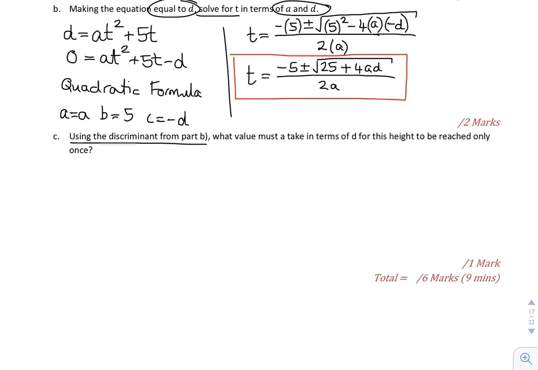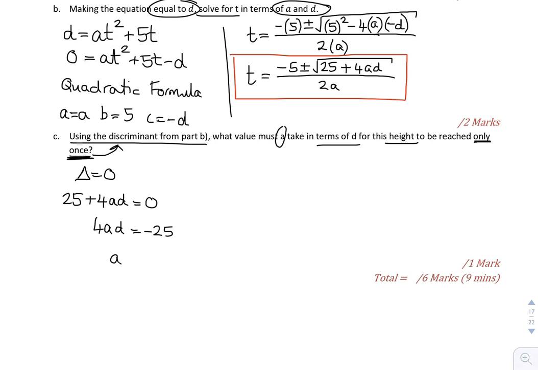Okay, Part C asks us to use the discriminant from Part B, and then calculate what value a must take in terms of d for the height to be only reached once. For a height to be only reached once, the discriminant must be equal to 0. So we take our discriminant of 25 plus 4ad, make it equal to 0, and solve for a. So the value of a in terms of d is -25 on 4d.